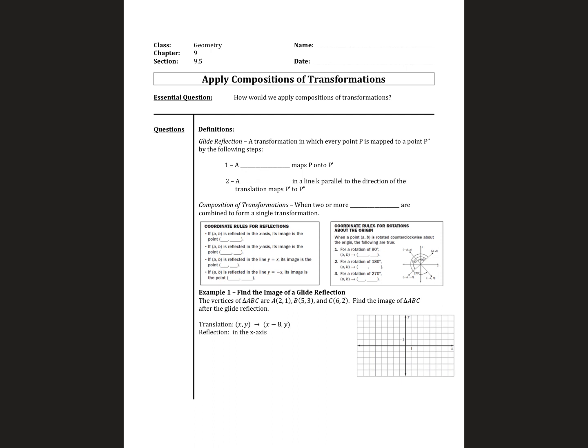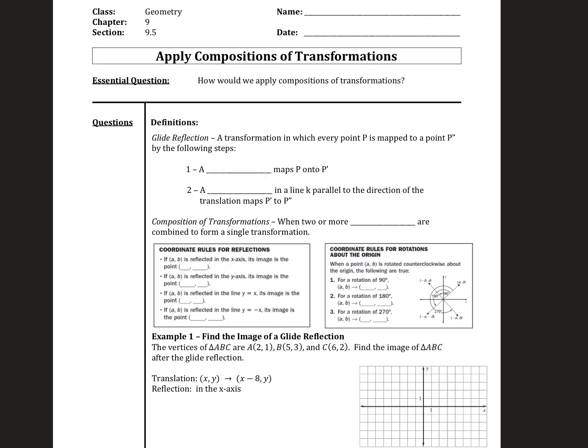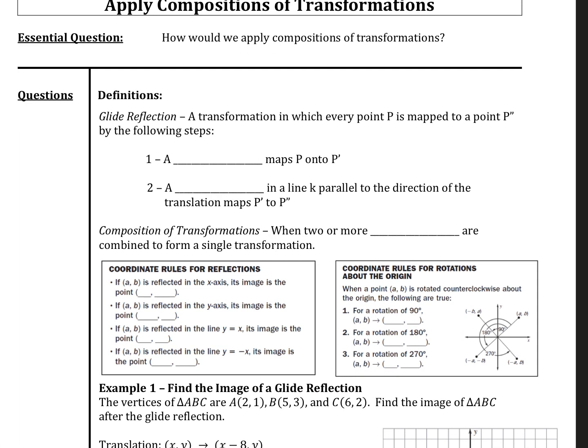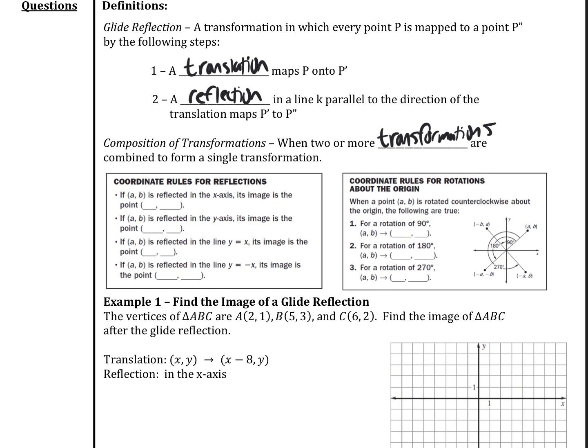Get my paper here. All right, so a glide reflection is a translation followed by a reflection. Okay, so you're doing both. You're translating it, moving it, shifting it, and then you're also reflecting over a line, okay? Composition of transformations is when two or more transformations are combined to form a single transformation.